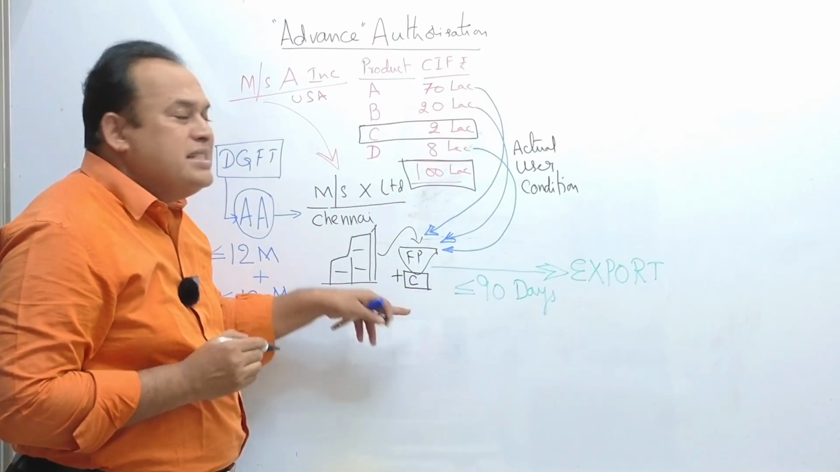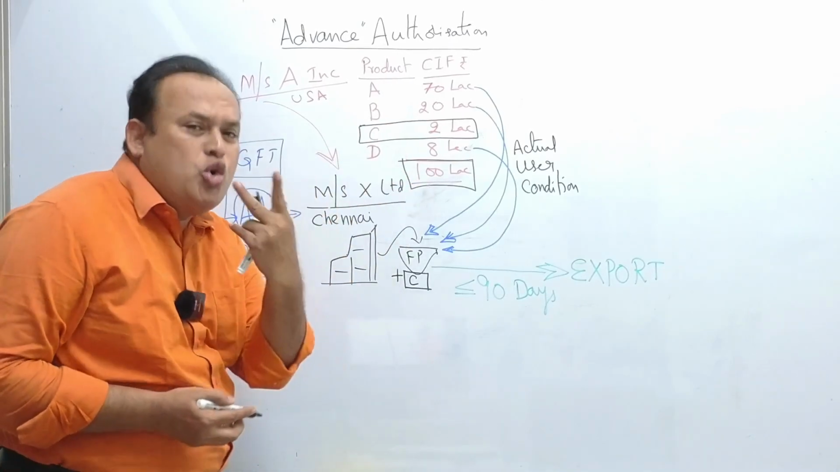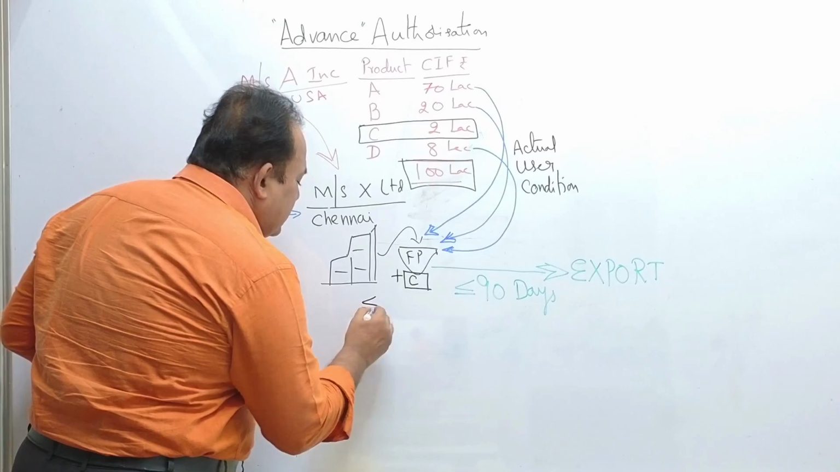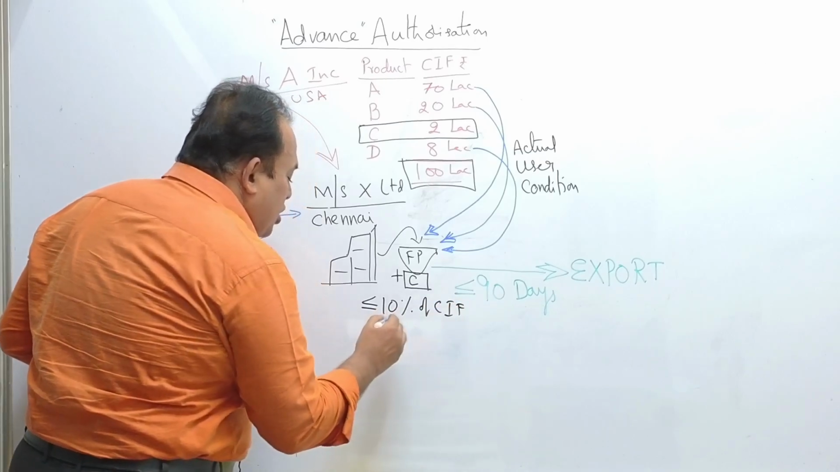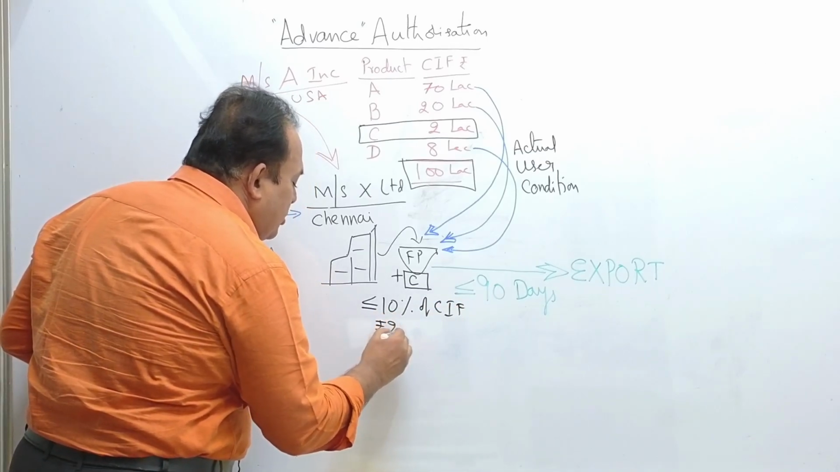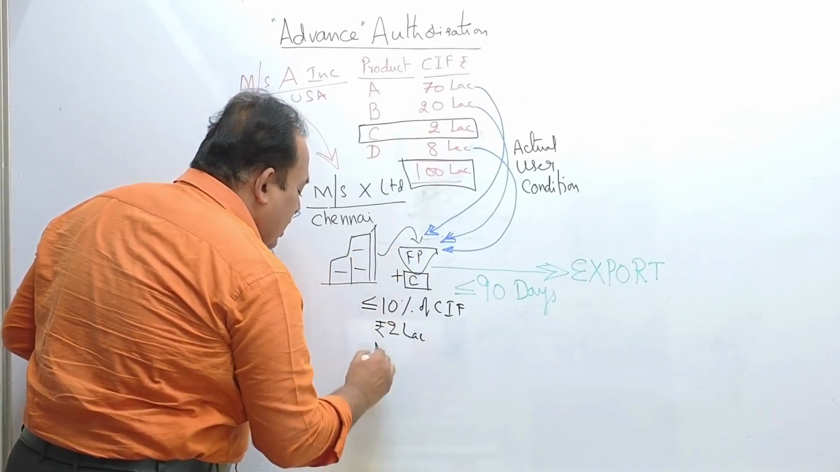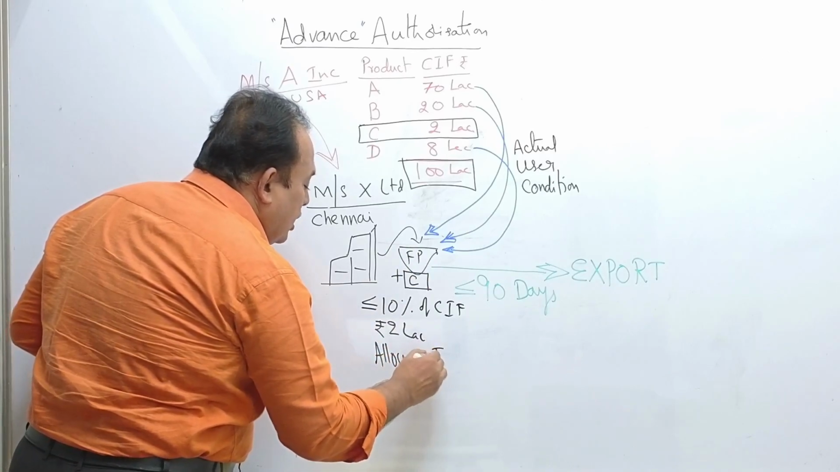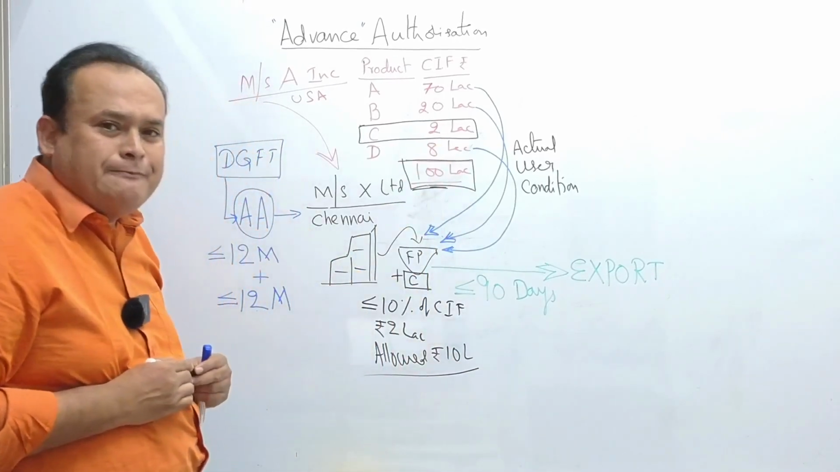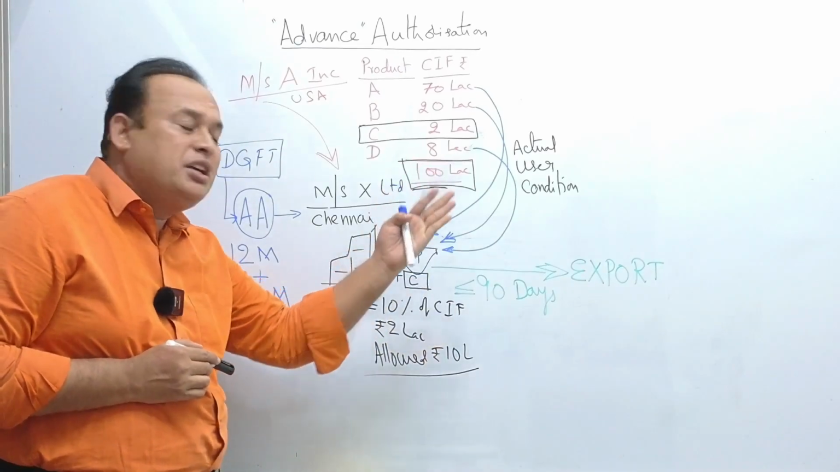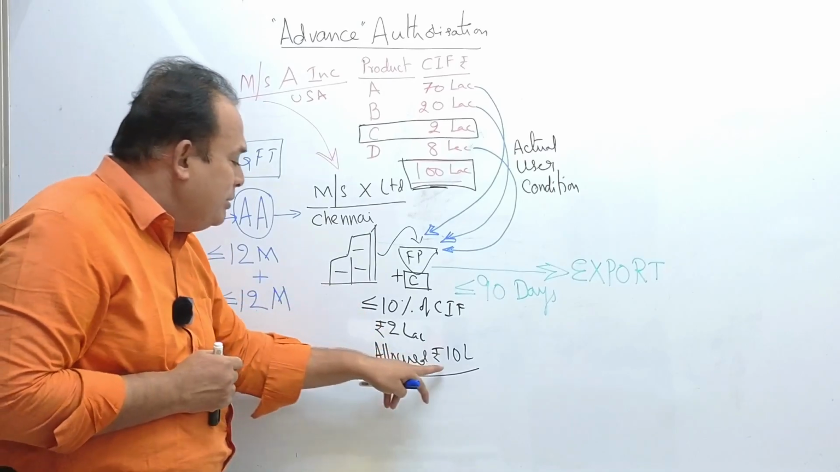Then product C, CIF value how much? 2 lakhs upon 100 lakhs, 2%. That is well within 10% of CIF value. Here the goods exported as such are 2 lakhs, but allowed how much? 10 lakhs. How did you get 10 lakhs? On 100 lakhs total value of import, 10%. Up to 10 lakhs is allowed to export as such, but I'm exporting only 2 lakhs, which is well within the permissible limit of 10 lakhs.